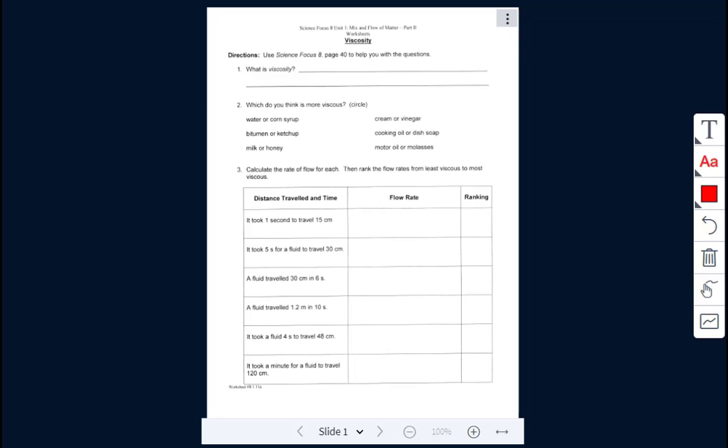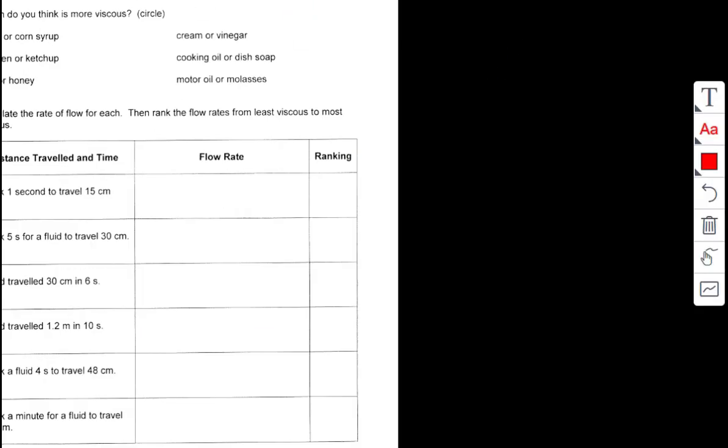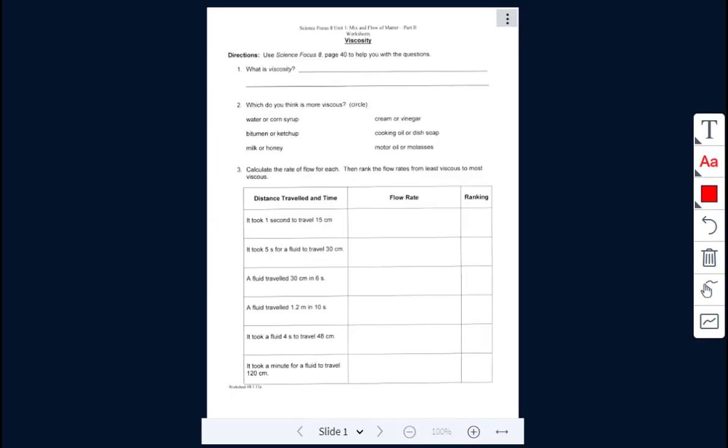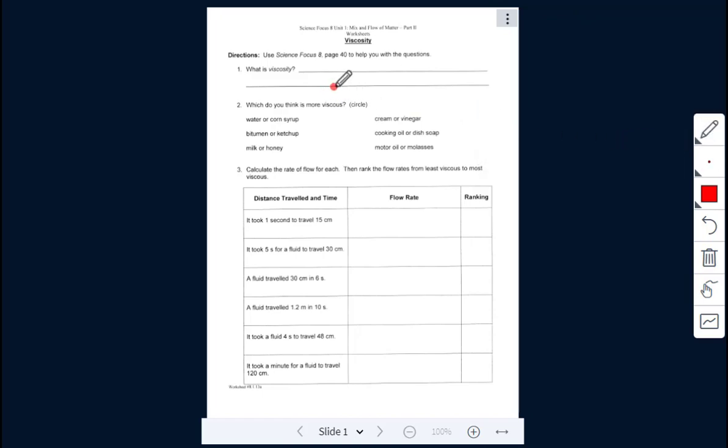All right, so we're just continuing with our lesson on viscosity and flow rate. We're just completing this review on viscosity. Let's try putting this to full screen. So we were just completing our discussion on what viscosity is, and we're going to define it. So it's the thickness or thinness of a fluid. So I'll just write that in here.